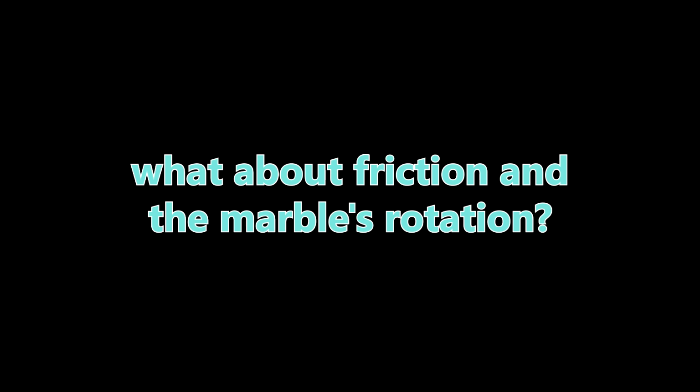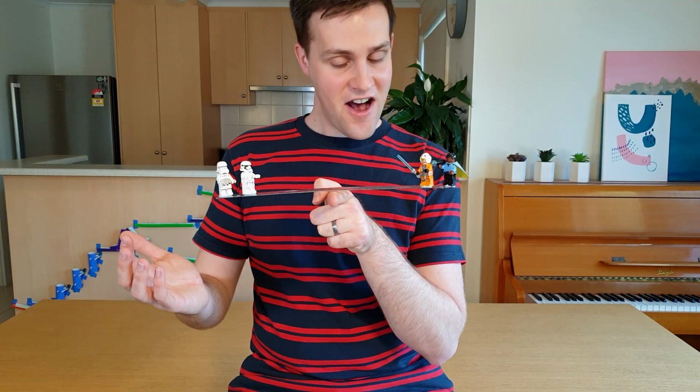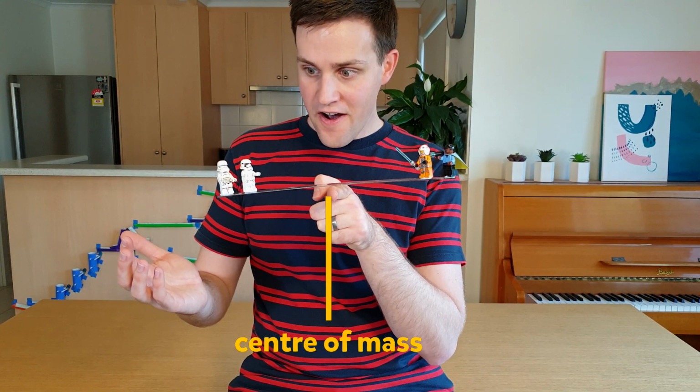Question 2. What about friction and the marble's rotation? Question 3. How do the track changer, the flush, and the water fountain work? To answer this question, we need to explain the center of mass. For this video, we can think of the center of mass as the point at which an object is balanced.